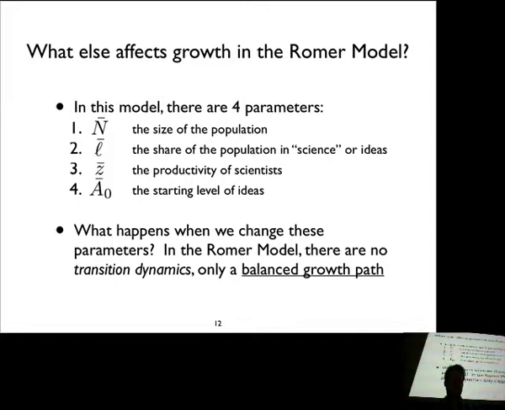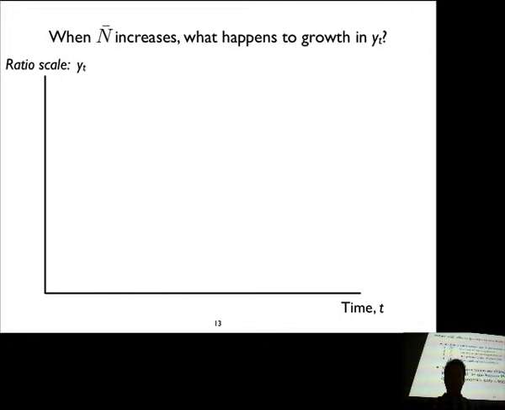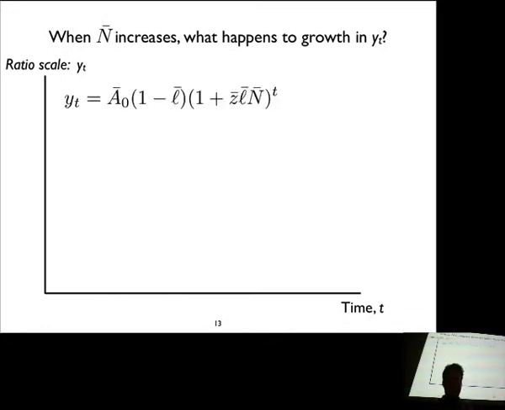So technically there's no slow transition in the Romer model, only a balanced growth path that you kind of immediately jump up and down to. And so the picture maybe will look a little strange. Let's just think about this.